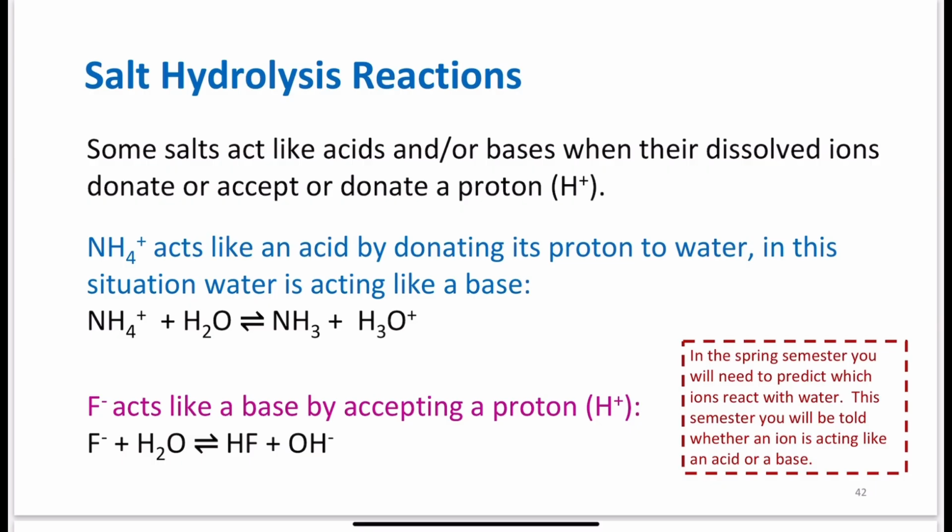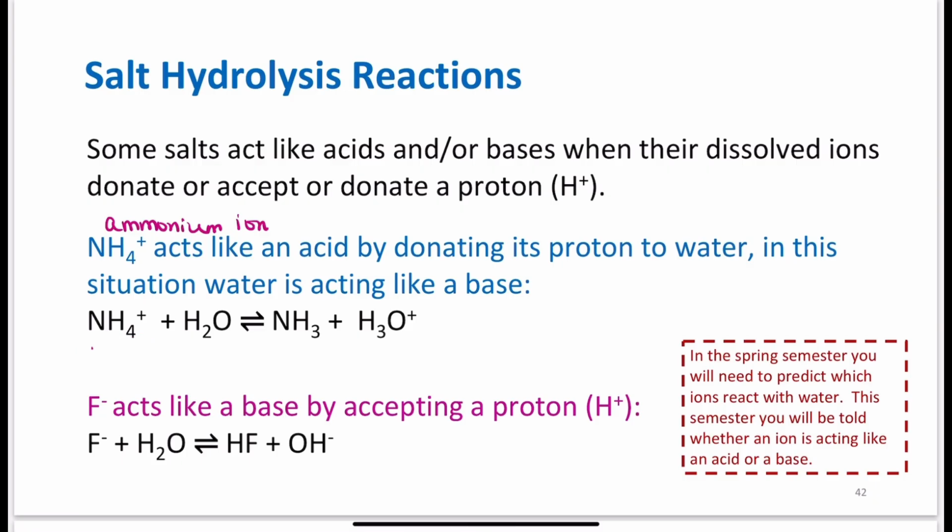Well, again, remember the definition of an Arrhenius acid is production of H3O+. It does this by donating a proton to water, forming H3O+. So here, we can see NH4+, which you guys know as ammonium ion, acts like an acid by donating its extra proton to water. And so by donating it, it's forming H3O+. It's acting as an acid. In this case, water is accepting that proton, so water is acting as a base.